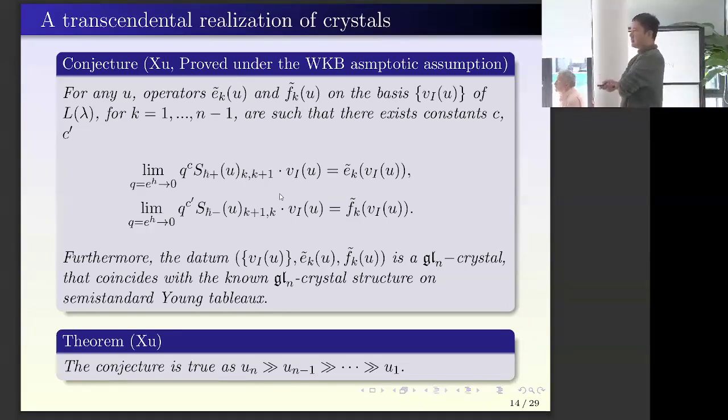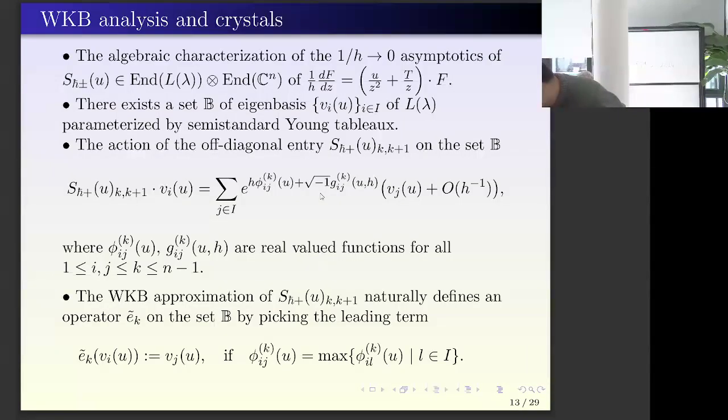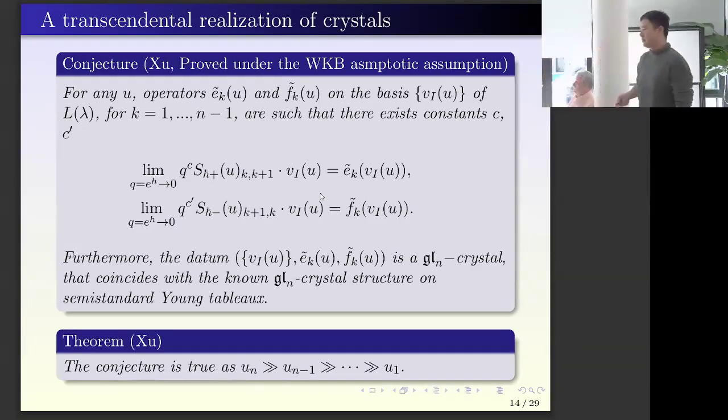So this is a statement. And here, recall that this limit I already explained, right? These limits are explained in the previous slide. And this conjecture is true as U_N goes to infinity in the following asymptotic zone. That is, when U_N is much bigger than U_{N-1}. Are these the norms or the real parts, or are U_N complex numbers? Yeah, as you asked, here I should let U_N be purely imaginary. Or to be real, yeah. There are some analysis issues. And it coincides with known GL_N crystal structures computed on the semi-standard tableau.